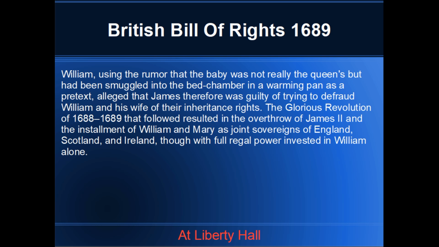The Glorious Revolution of 1688 to 1689 that followed resulted in the overthrow of James II and the installment of William and Mary as joint sovereigns of England, Scotland, and Ireland, though with full regal power invested in William alone.